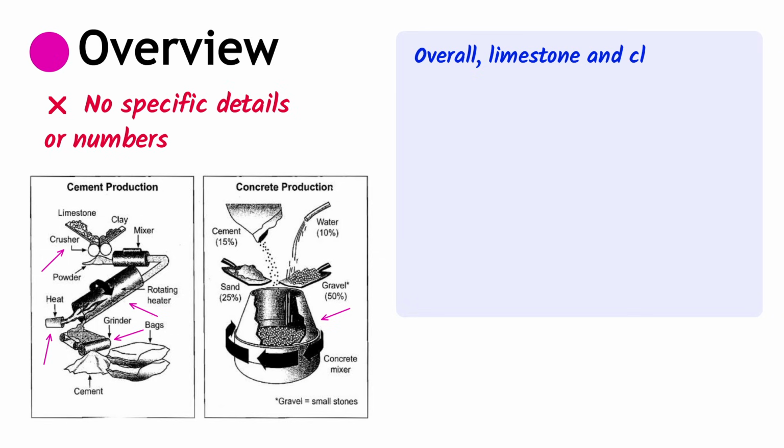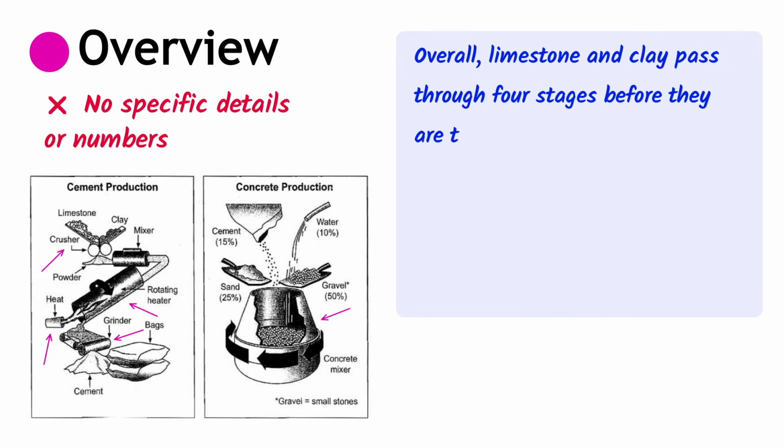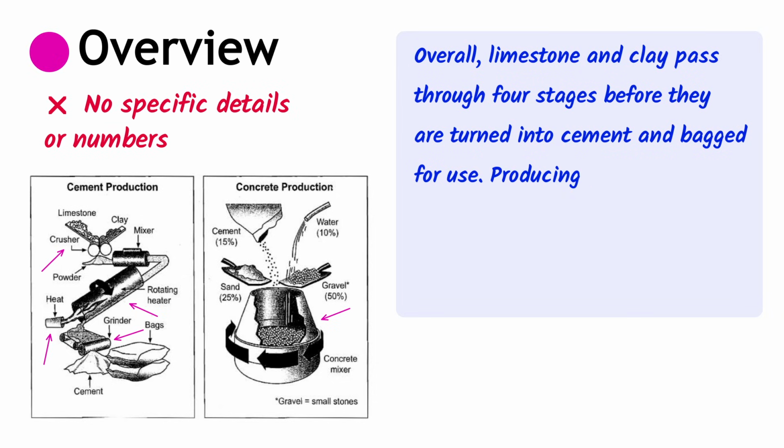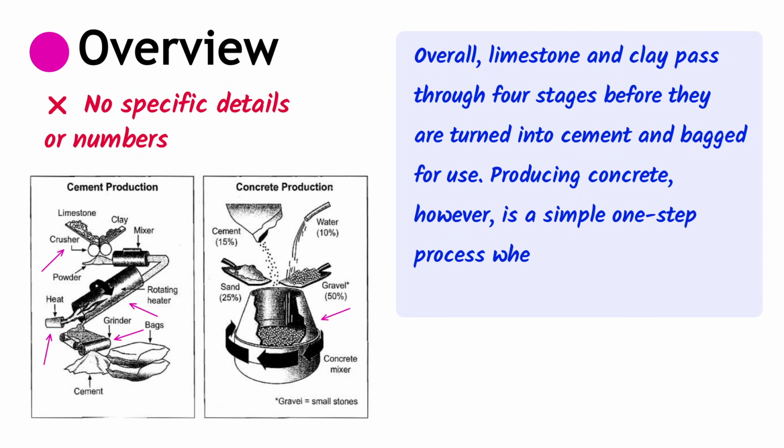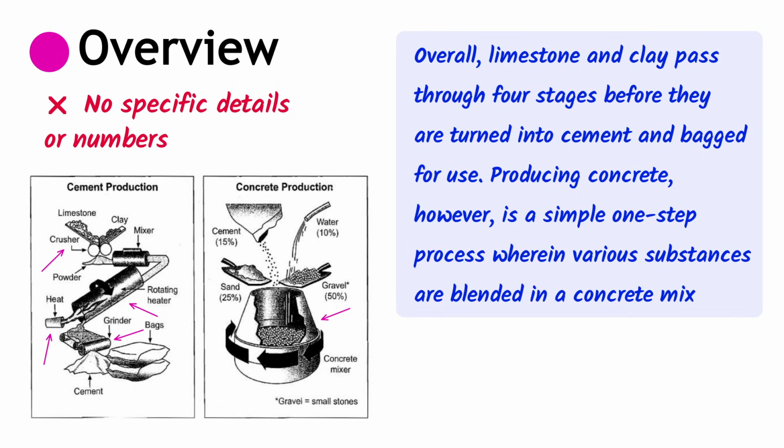Limestone and clay pass through 4 stages before they are turned into cement and bagged for use. This is my first sentence. And then let's talk about concrete. Producing concrete, however, is a simple one-step process wherein various substances are blended in a concrete mixer. That's it. This is a very good overview paragraph.